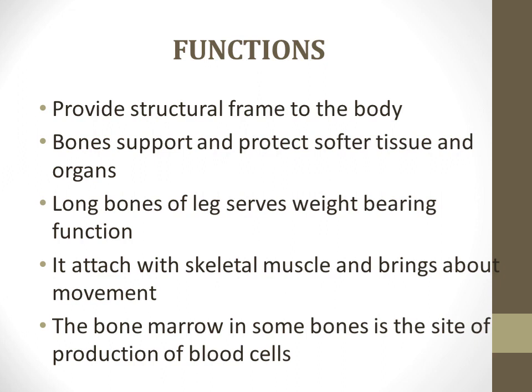Bones support and protect softer tissues and organs. So the bone is the outer covering. For example, the brain is located inside, and the brain is kept safely, or protected safely, by the skull. So the skull is one of the bones, right? Every organ we can say like this. So the softer tissues and organs will be protected very safely by these bones.